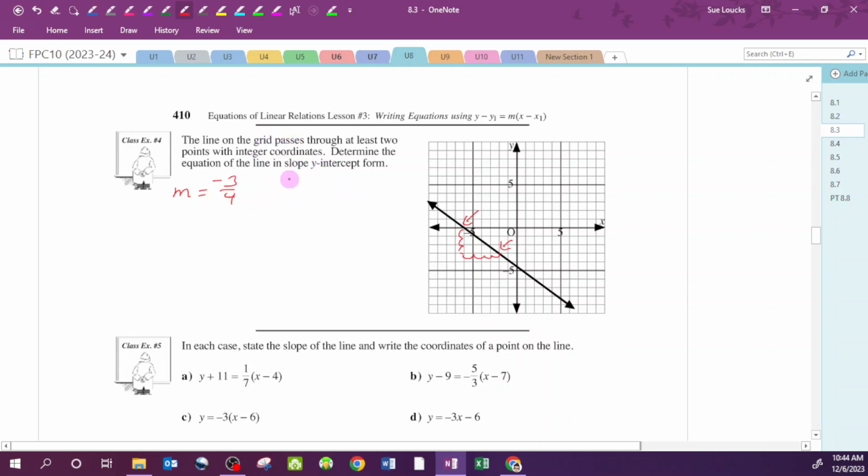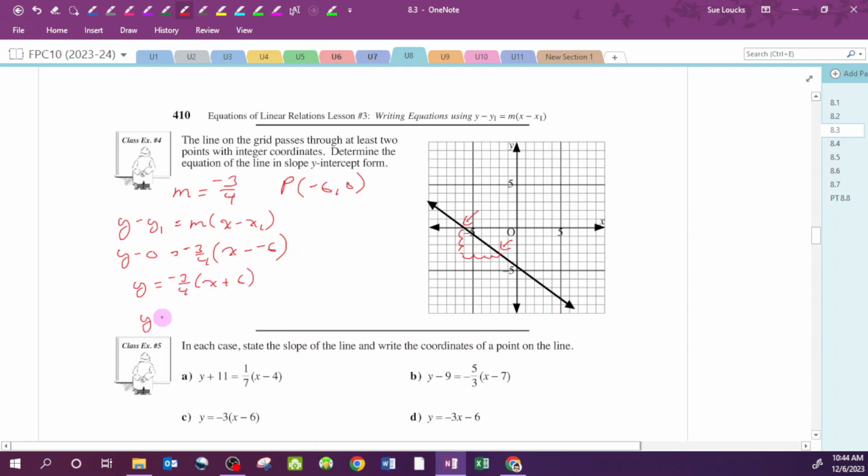And the point I'm going to use is this one up here. I can use either of them, but one of these is a 0, and that always makes life easier. So the coordinates of this are negative 6, 0. My equation goes y minus y1 equals m times x minus x1. y minus 0 equals negative 3/4 times x minus negative 6. So that's y equals negative 3 over 4 times x plus 6.